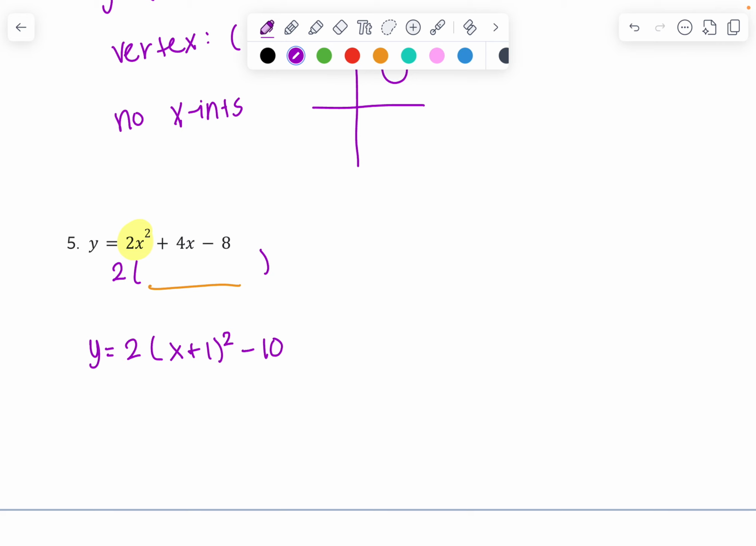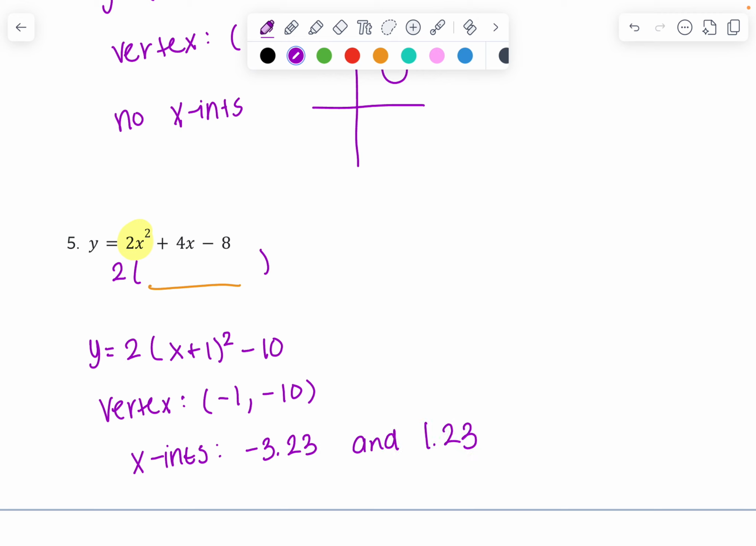And so our vertex is at negative 1, negative 10. That 2 up front doesn't change the vertex. Remember, it just kind of changes how wide or skinny our parabola is. And last but not least, our x-intercepts would be negative 3.23 and 1.23.